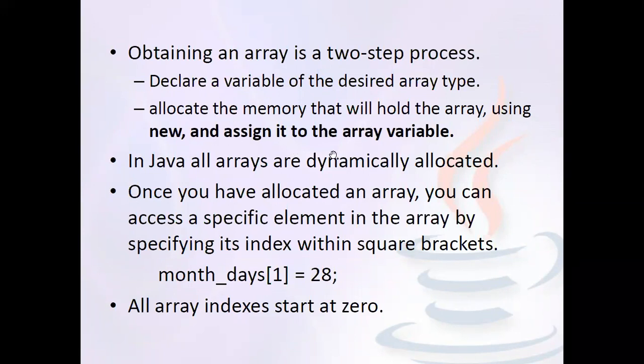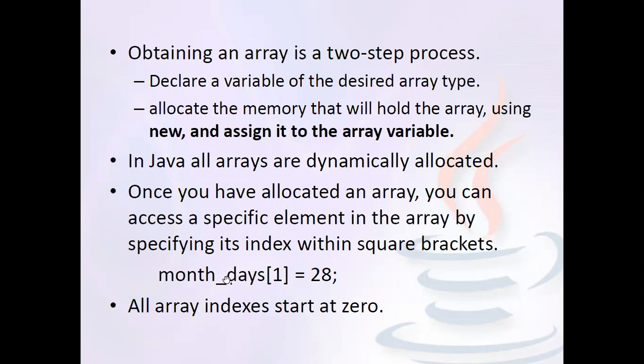In Java, all arrays are dynamically allocated. So you need not explicitly allocate it, but it is good practice to explicitly allocate it by using the new operator. Once you have allocated an array, you can access a specific element in the array by specifying its index within the square brackets.